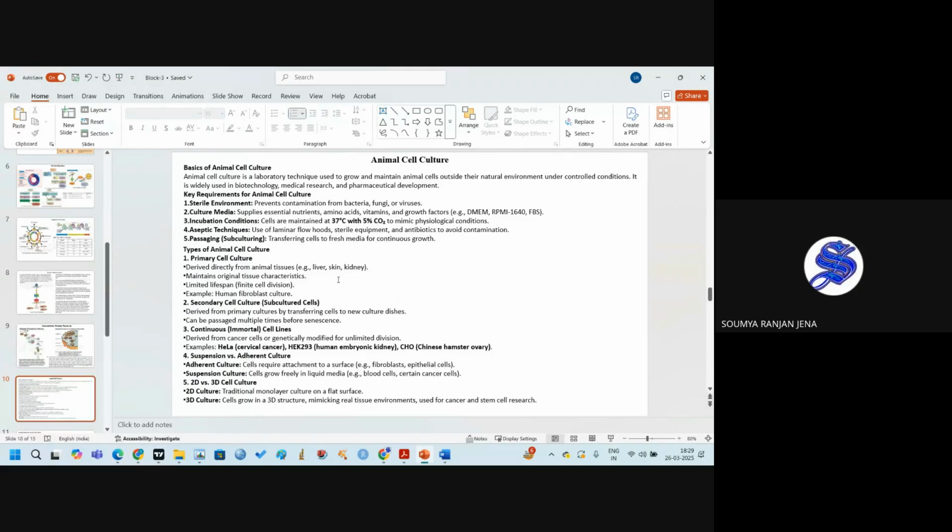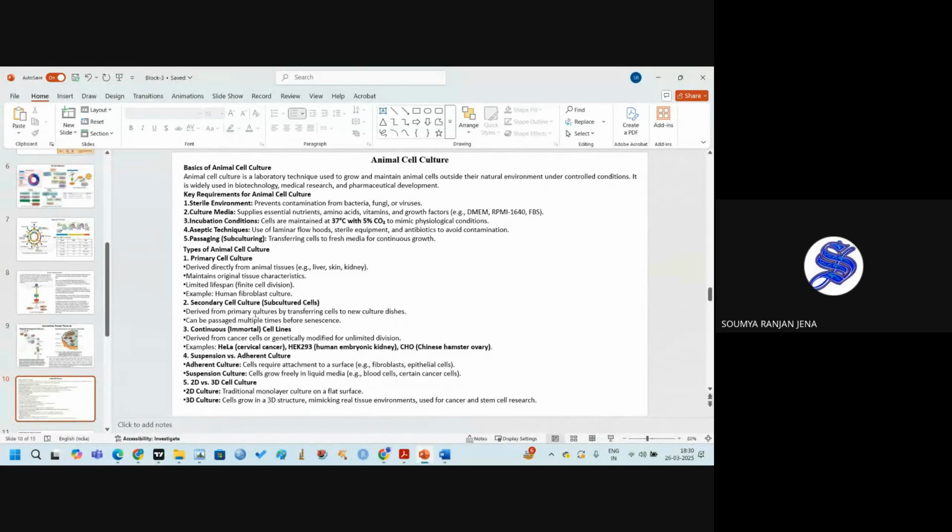Directly pumps that say tissue, and it will digest with different tryptic enzyme, because the cells will be easily separated, and this maintains original tissue characteristics and limited lifespan, because they have finite cell division. Some of our somatic cells have a finite number of cell divisions because of the telomere sequence or Hayflick limits.